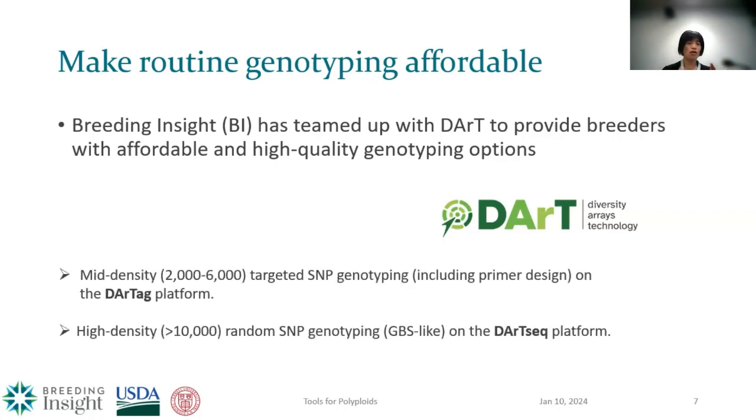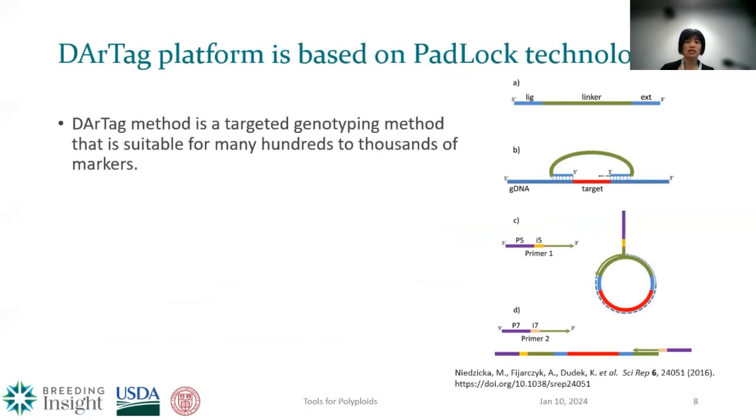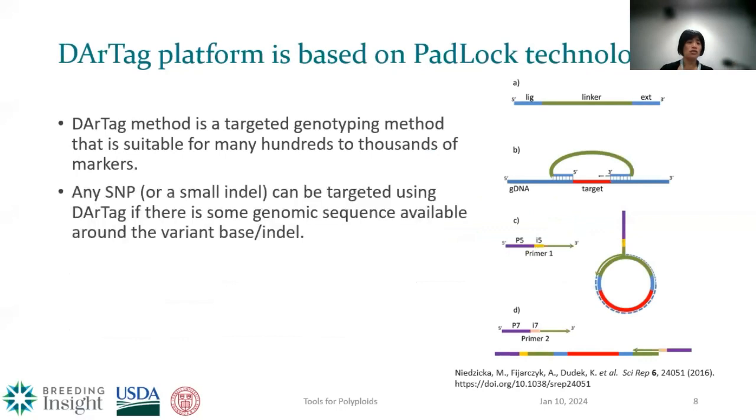So at DART, there is mid-density targeted SNP genotyping, which is called DArTag, which is the focus of the later part of my talk. And then they also do high-density GBS-like genotyping called DArTseq. The DArTag platform is based on padlock technology. If you've heard, it has another name, molecular inverse probe. So basically this is a targeted genotyping method that is suitable for many hundreds to thousands of markers, and you can target SNPs or small indels.